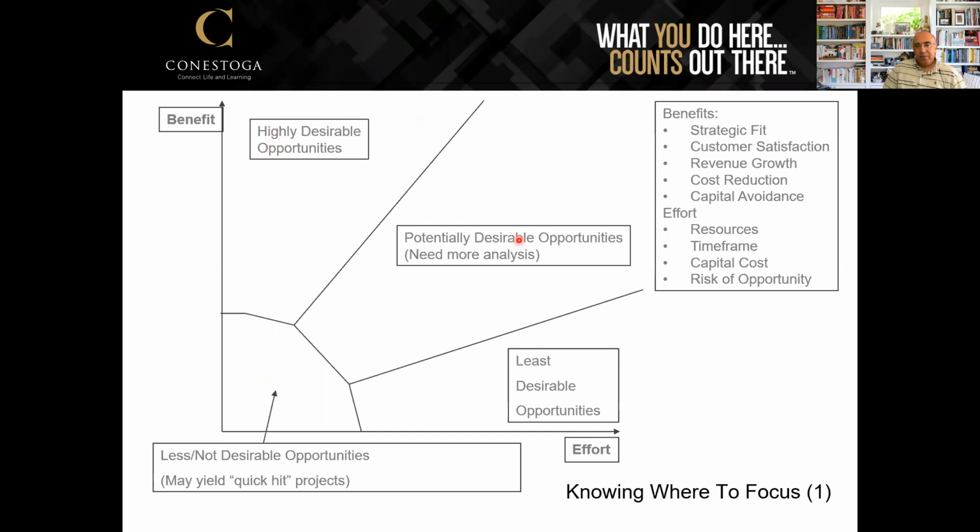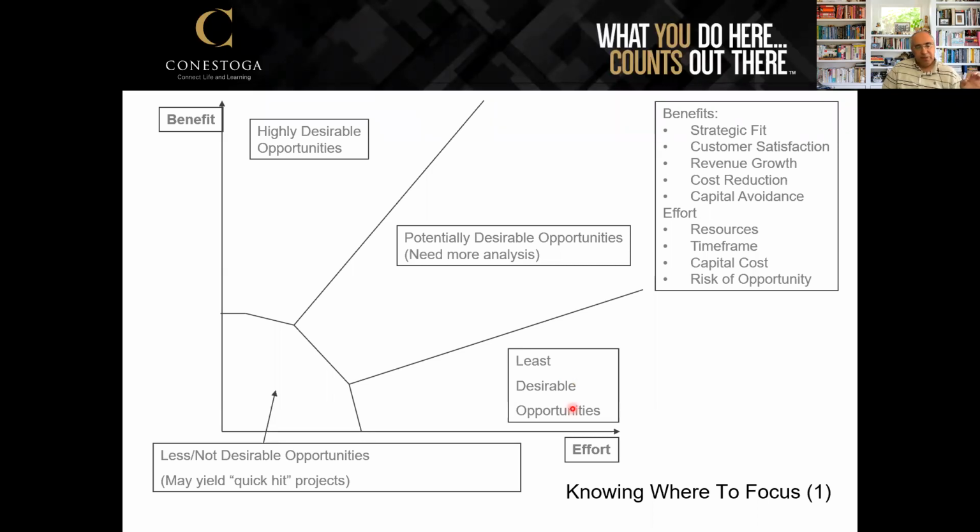And then these are ones where there is a medium benefit and medium effort. These are desirable also. You need to do more analysis here. These ones, if you have very high effort, but the benefit is very low, you don't want to do this either. This is least desirable, right?